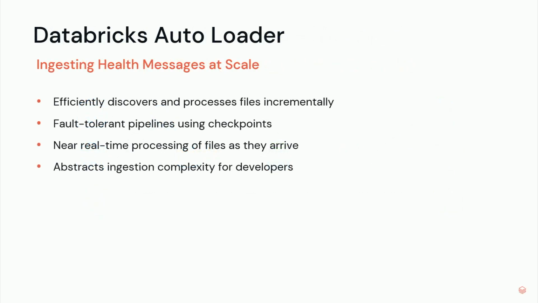So one big piece of this is Auto Loader. We are using Auto Loader to efficiently ingest files incrementally at scale. We're using it for the fault tolerance, so if a pipeline fails, we can easily pick up where it left off using checkpoints. We're using it for near real-time processing of these files as they land. There's a queue in Azure Storage where it records all the files that have been created, and we just read from the queue. And this abstracts complexity for developers and simplifies the streaming ingestion process.